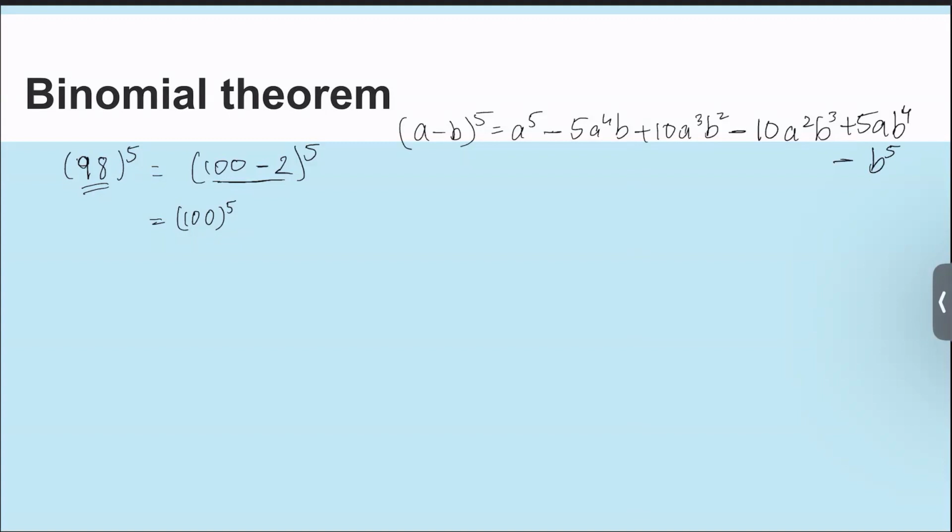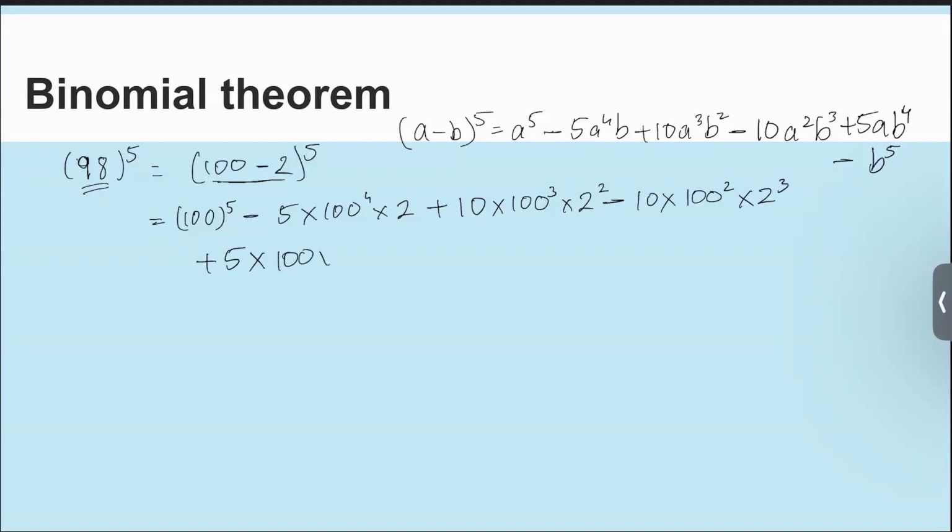So let's see how we can write this. This is minus 5 into 100 raised to 4 multiplied by 2, plus 10 into 100 cube multiplied by 2 squared. Then 10 into 100 squared multiplied by 2 cube. Then you have plus 5 into 100 into 2 raised to 4. And the last is minus 2 raised to 5.